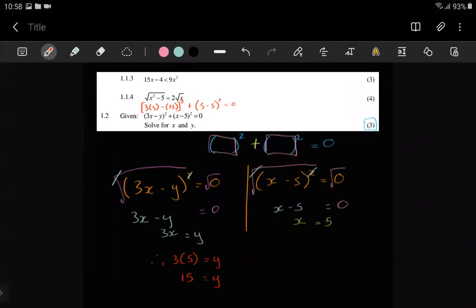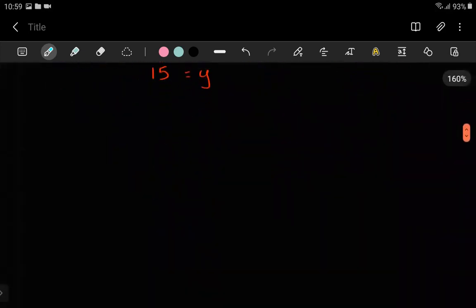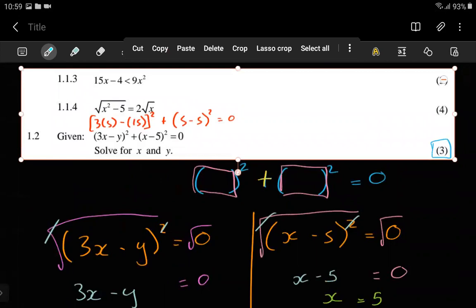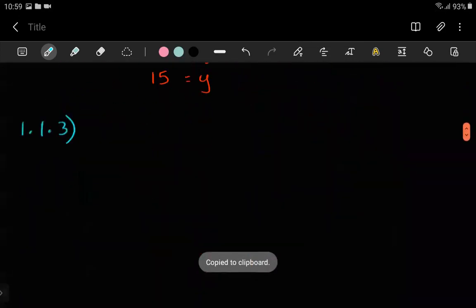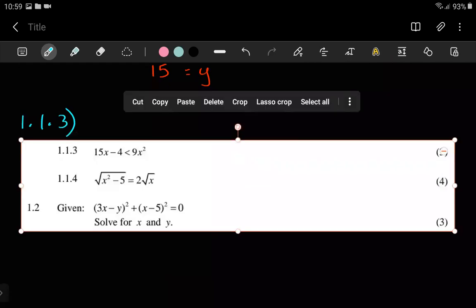Next one is 1.1.3. Here, it is an inequalities question. It's like 1.1.3. So in a situation like this one, it's what, 15, let me just copy it. 15x minus 4, and then you have what you have over there.